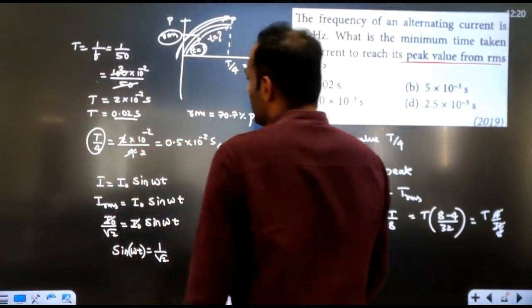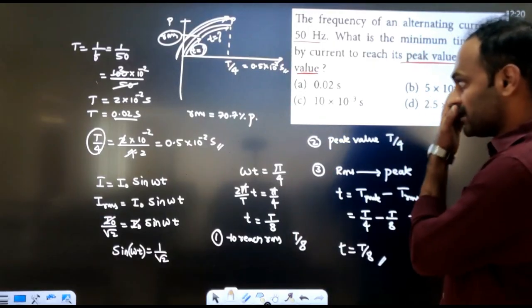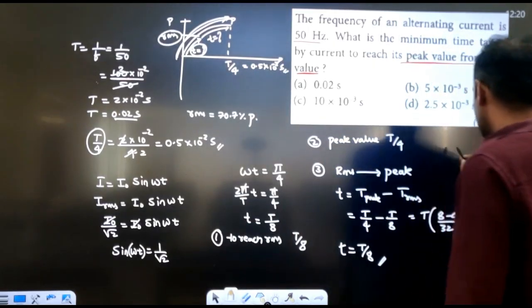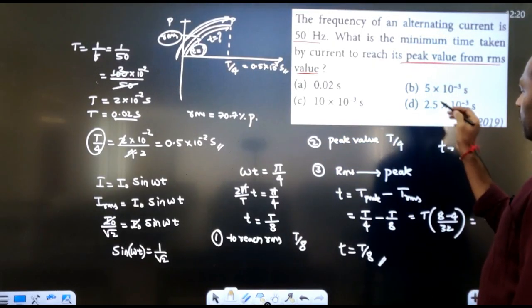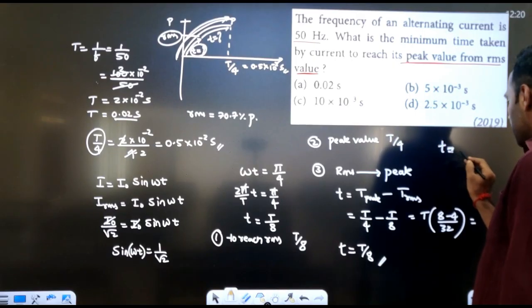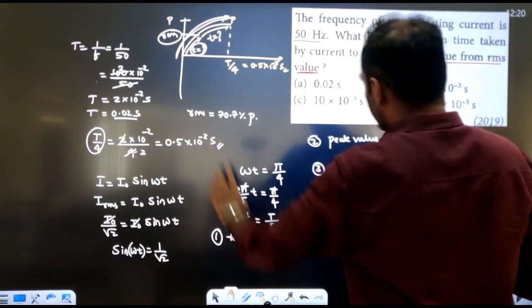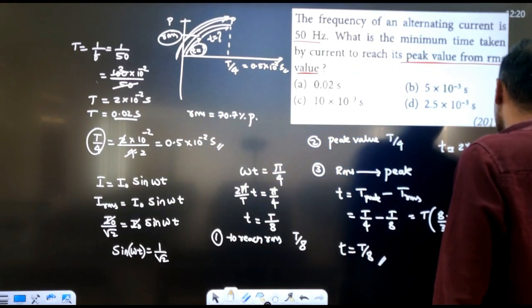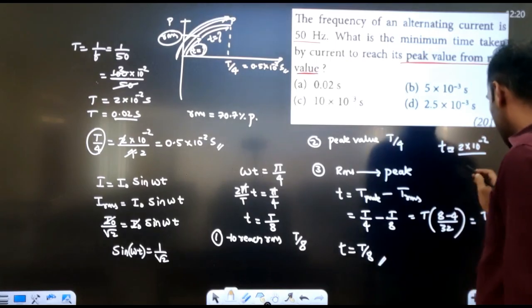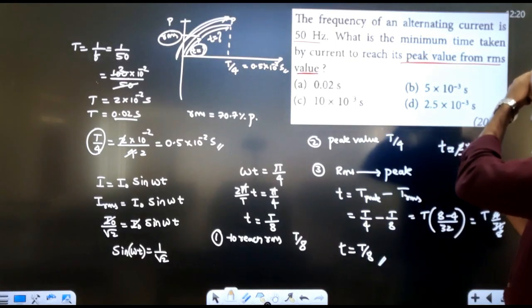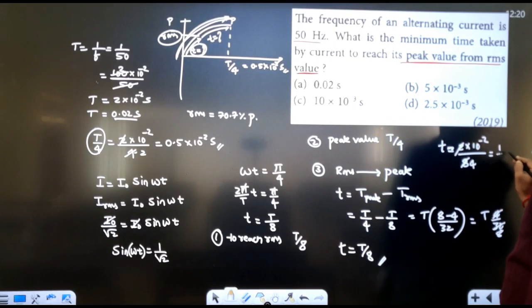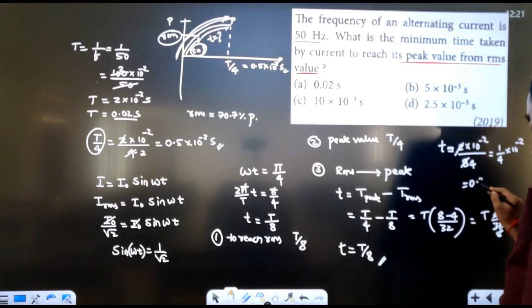How much is T? We got T as 2 into 10 raised to minus 2 seconds, right? So substituting the value of the time period, how much did we get? The time period is 2 into 10 to the power minus 2. So 2 into 10 to the power minus 2 divided by 8. This will be 1 divided by 4 into 10 to the power minus 2. 1 divided by 4 is 0.25.